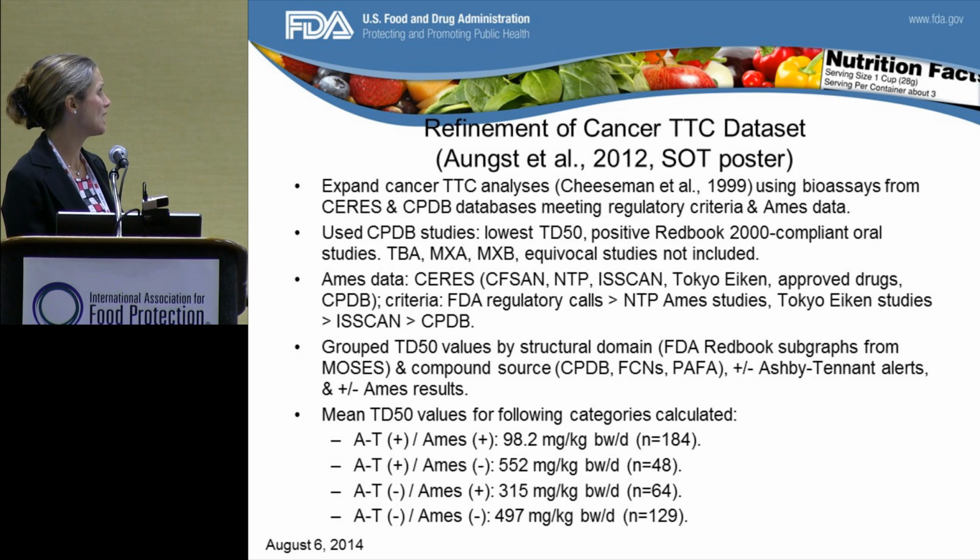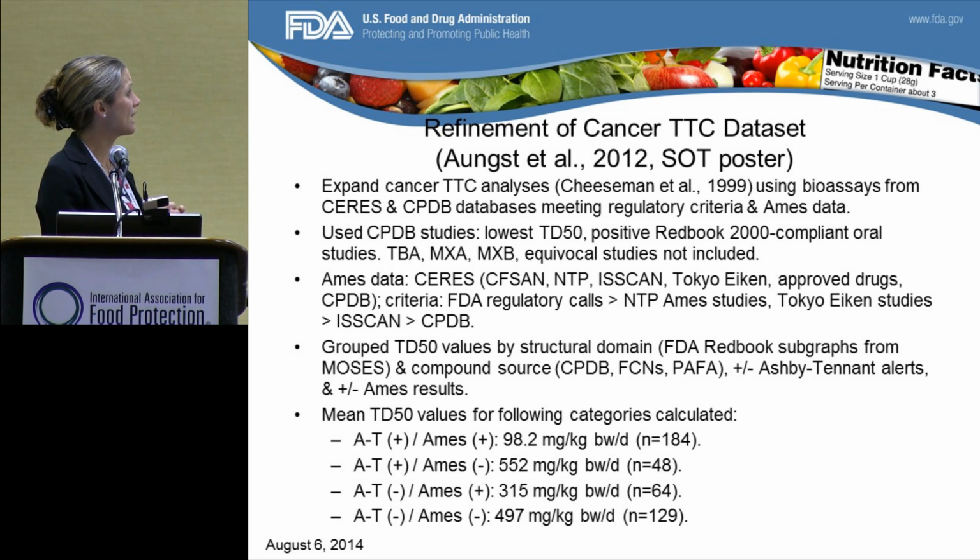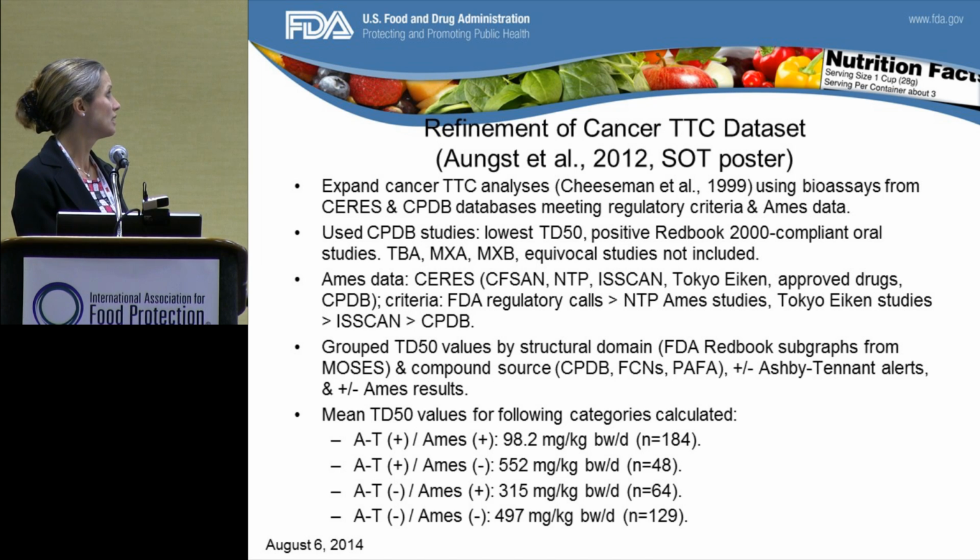They did not include TBA, MXA, MXB, or equivocal studies. For the Ames data, they used data from SERIES that met the criteria for study design. In other words, they would be considered Red Book compliant studies. And then they looked at how these assays were called. So if an assay was called positive by the FDA, then even if the same assay were called negative by the NTP, the FDA regulatory call would supersede all others.